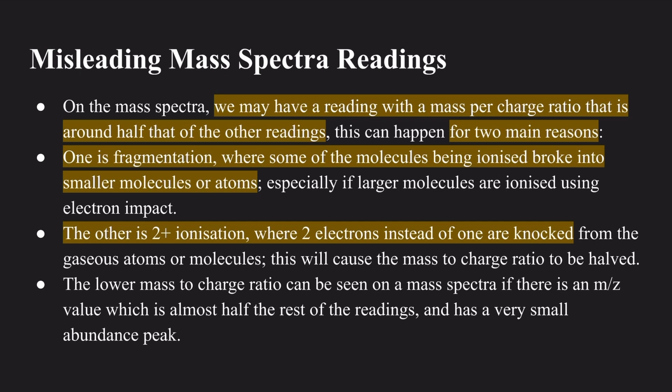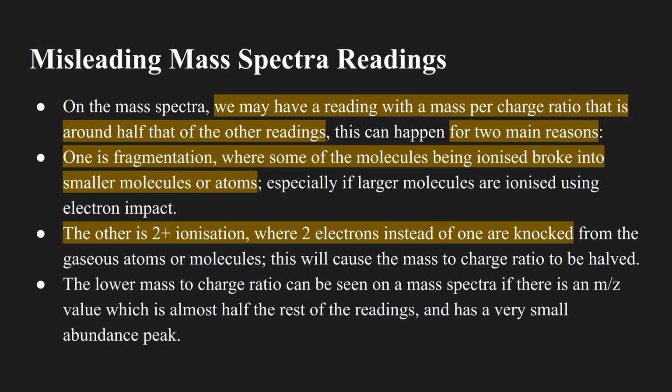The other reason we may have these readings is 2+ ionization, and this is where 2 electrons instead of 1 are knocked from the gaseous atoms or molecules, and this will cause the mass to charge ratio to be halved, right? If the charge is 2+ instead of 1+, when we get the mass per charge ratio, which is basically dividing the mass number by the charge on the ion, we'll have to divide the mass number by 2 instead of by 1, right? So that will cause the mass to charge ratio to be halved.